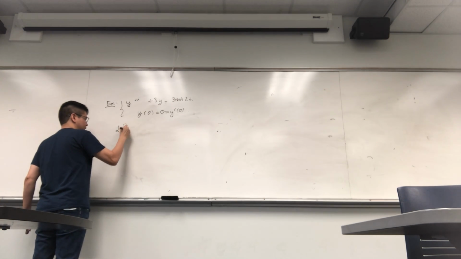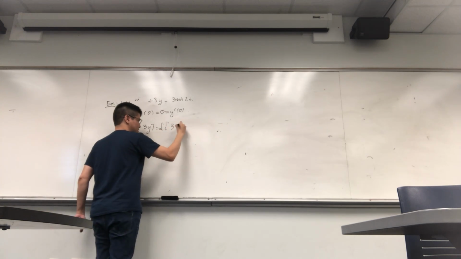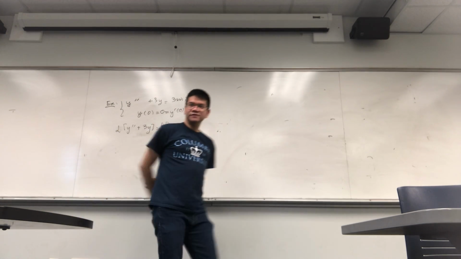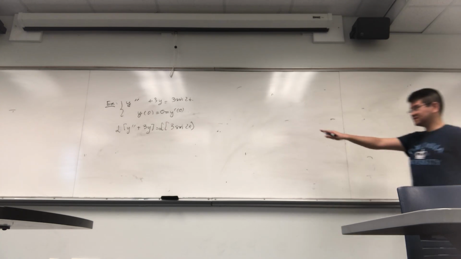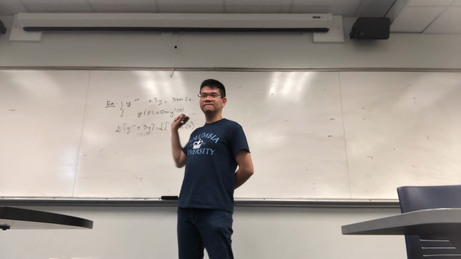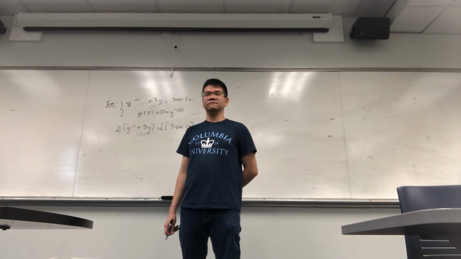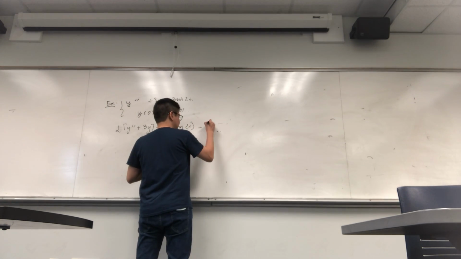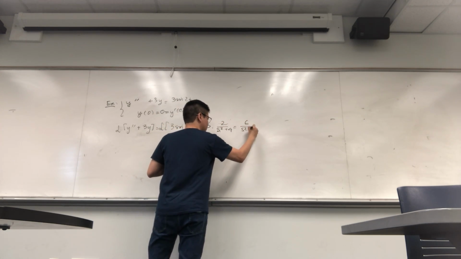Right. Now I have to do the Laplace transform on both sides. So the Laplace transform of y double prime plus 3y is the Laplace transform of 3 sine 2t. So what is the Laplace transform of 3 times sine 2t? What is this Laplace transform? Yes? It will be 3 times 2 over s squared plus 4. So this gives me 3 times 2 over s squared plus 4. So this is 6 over s squared plus 4.